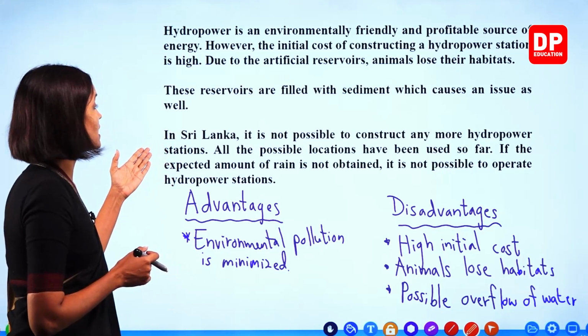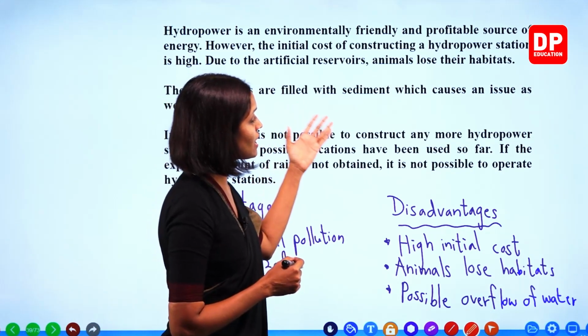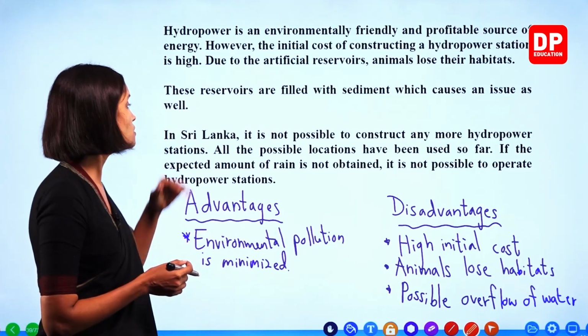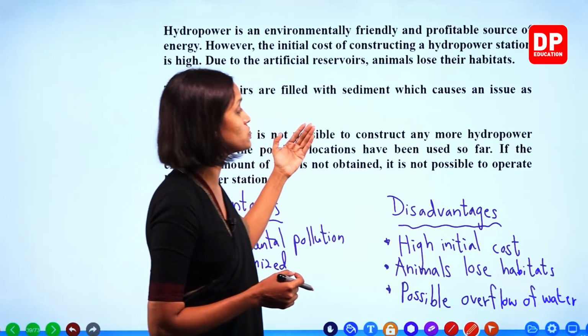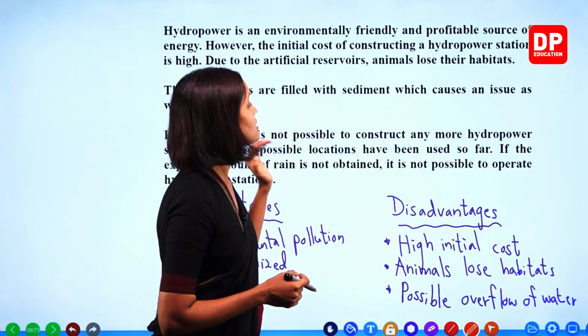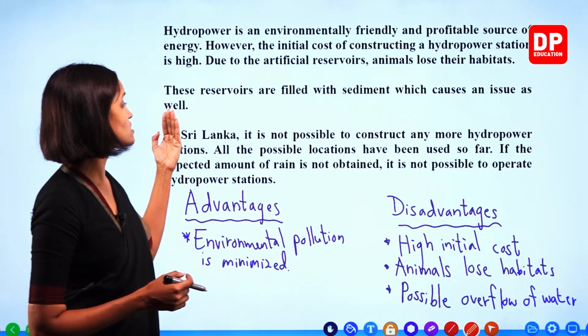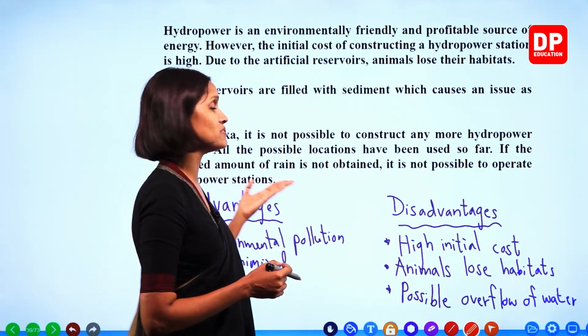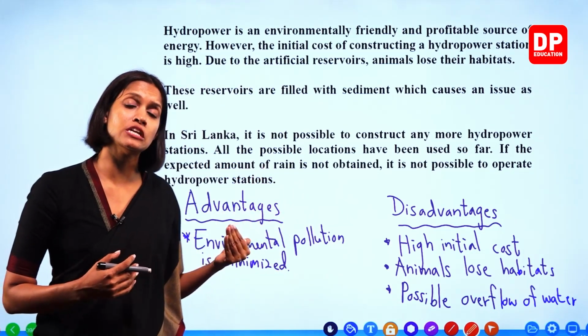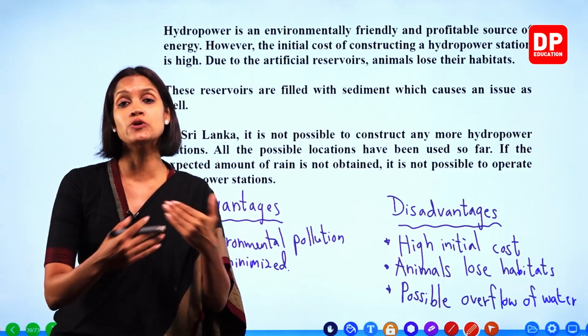Okay? So in Sri Lanka, it's not possible to construct any more hydropower stations. All the possible locations have been used so far. Right? So if the expected amount of rain is not obtained, it is not possible to operate hydropower stations. This is why we experience power cuts during drought seasons.